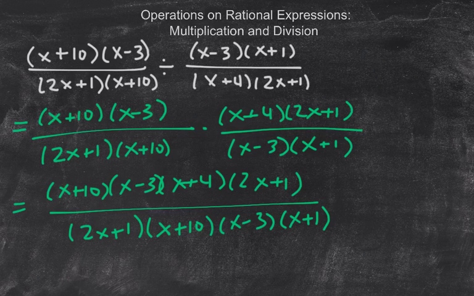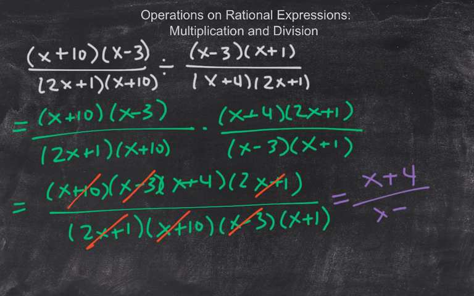I'm going to notice here that both numerator and denominator are in factored form. And so I'm just going to look for some giant ones. I see that I can have an x plus 10 over x plus 10, which is the same as multiplying by 1. I see 2x plus 1 over 2x plus 1 is the same as multiplying by 1, and x minus 3 over x minus 3. And so my final simplified version is a numerator of x plus 4 and a denominator of x plus 1.